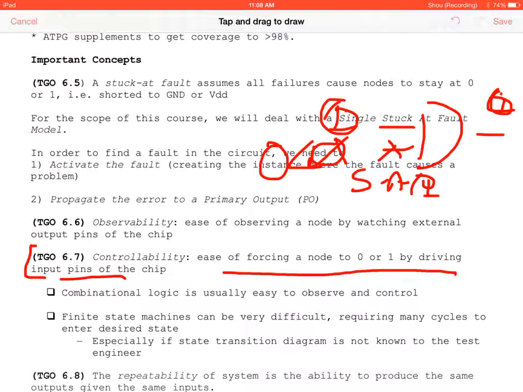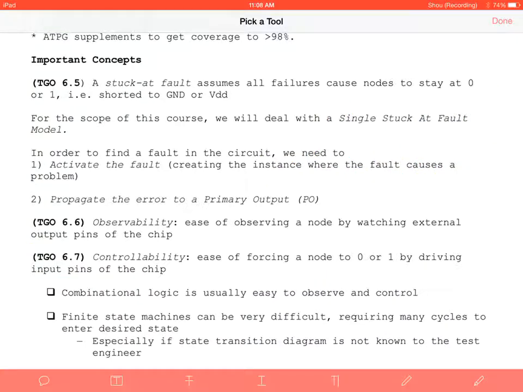So understanding controllability, particularly we're going to be covering 2 algorithms: how you do it without fan out and how you do it with fan out. And these 2 concepts become very important to be able to try to reduce the size of your test vector.